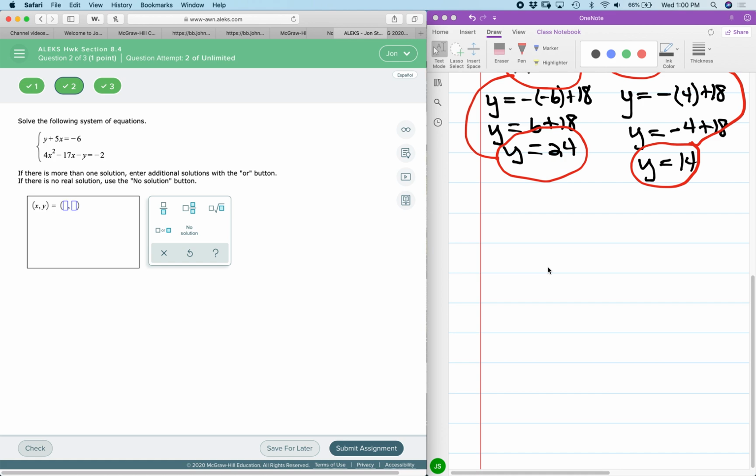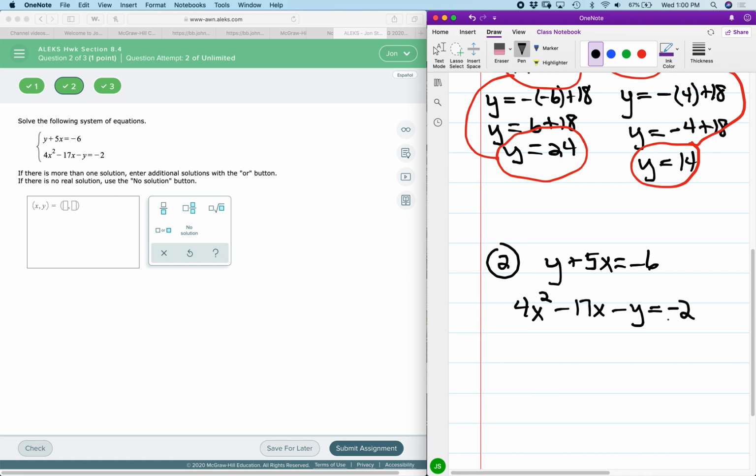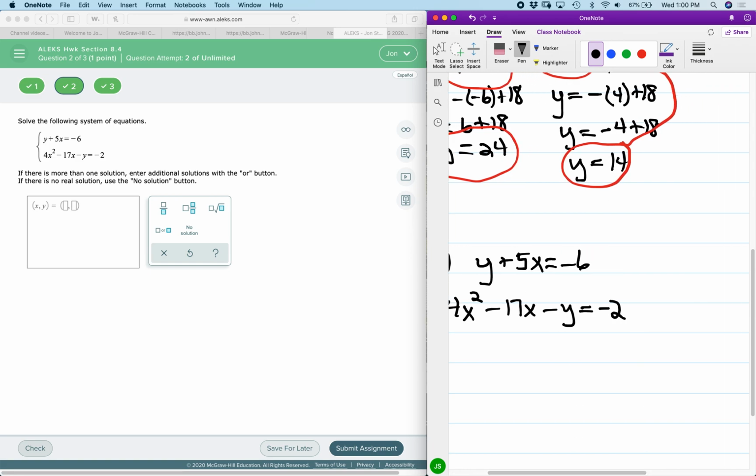For the second problem, in this particular system we have that y plus 5x is equal to negative 6, and simultaneously that 4x squared minus 17x minus y is equal to negative 2. What I can do here is write the first equation in terms of y equals. So if I isolate y, we have that y is equal to negative 5x minus 6, if I just move the 5x over.